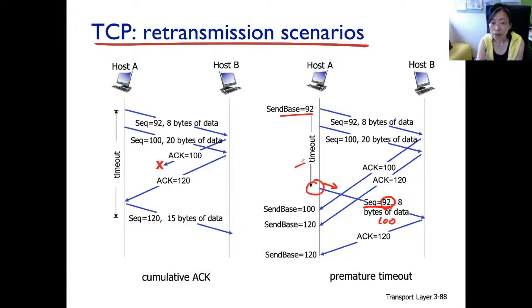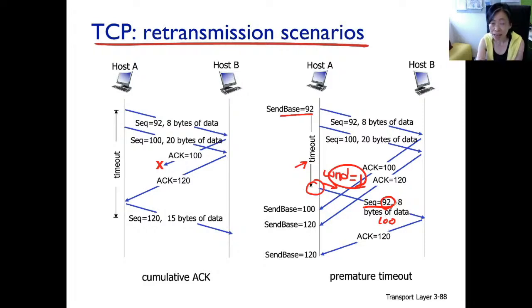When the timer for send base 92 expires, the sending window size at the sender is also reduced to 1. That is saying, when the timer expires, the sender is going to retransmit, but the window size is limiting it such that we can only send 1 segment. And 92 is the smallest sequence number, and this is the only packet that can be transmitted.